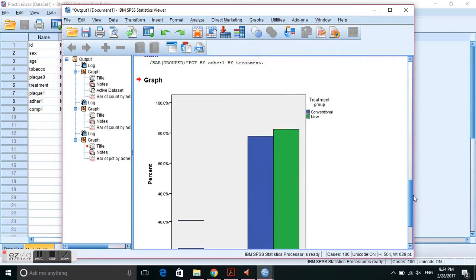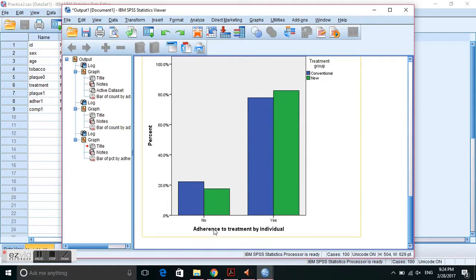And then it's going to give us, in one graph, the adherence to treatment. The conventional treatment group is blue, and the new treatment group is green. And on this side, we have the percent. So we can look and compare and see if the adherence to treatment is different by the treatment group. And that's what we want to do. And this is, I think, much better than looking at it all in one graph instead of doing it separately and then trying to compare them.